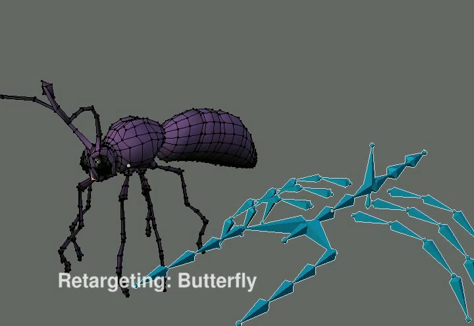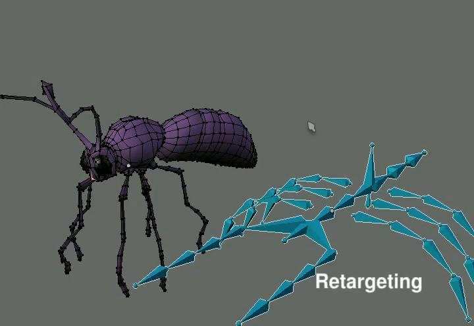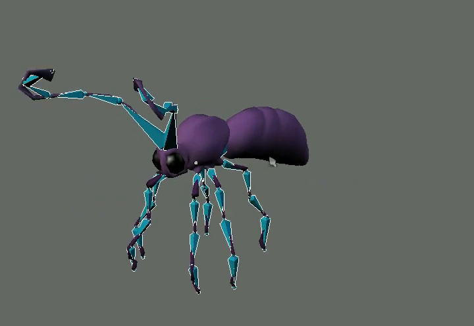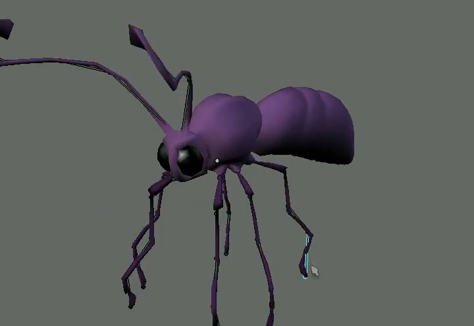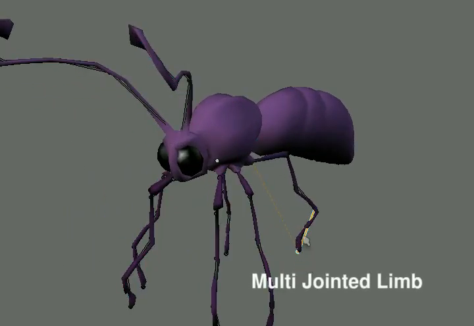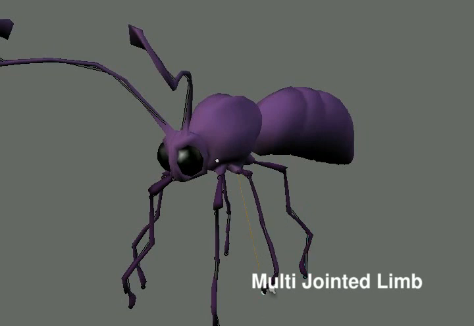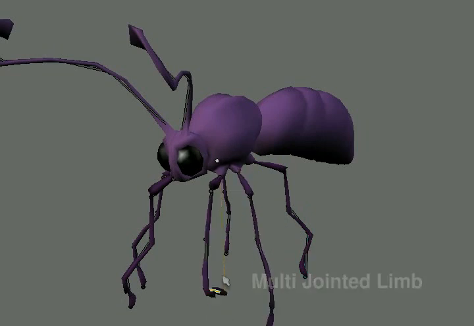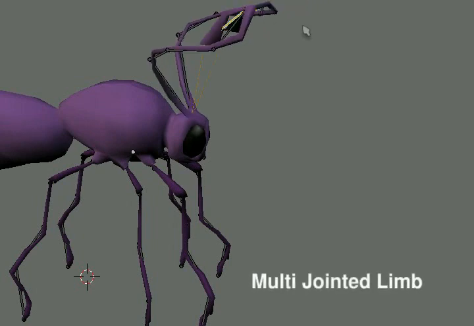This example shows how skeletons with multi-jointed limbs are correctly retargeted. Notice the proper placement of the legs and antennas. Also notice how the correct bone placement allows for meaningful deformation of the mesh.